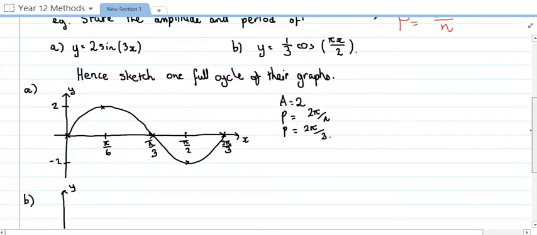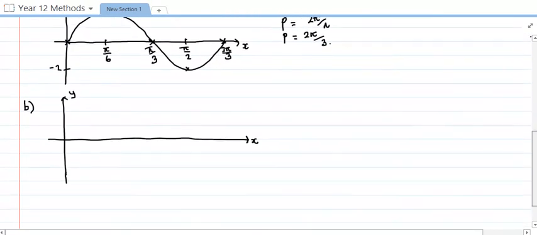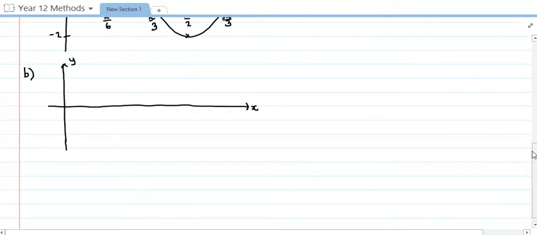So the other example here, the equation was 1/3 cos pi x on 2. Looks a little bit more complicated. So again, in this case, the amplitude is the number out the front, which is just 1/3. We still calculate the period with 2 pi on n, but this time n is actually pi on 2, because that's what the x is being multiplied by. So we have 2 pi over pi on 2. The pi's will cancel each other out, and that should leave you with, well, it's just 4, isn't it?